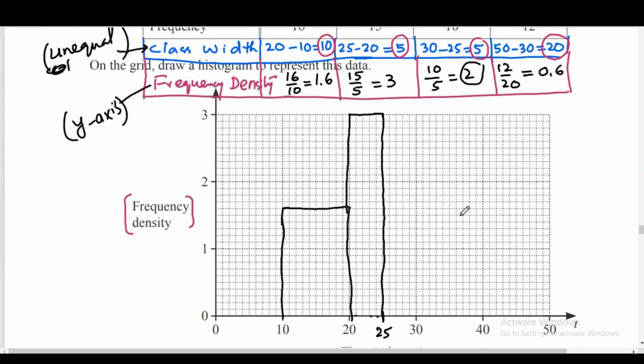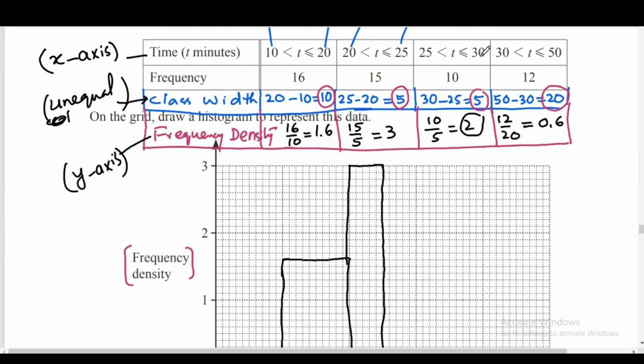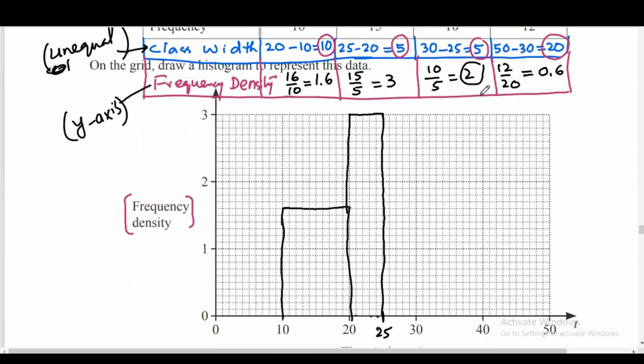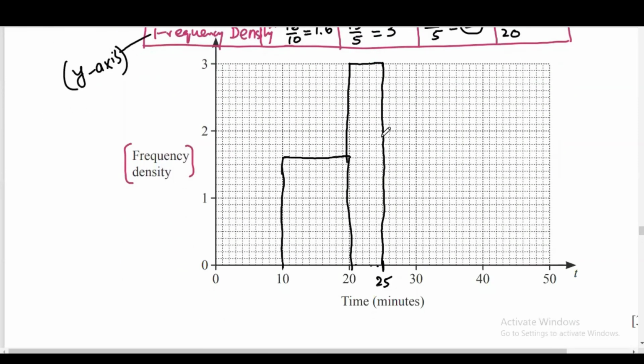Now, for the class 25 till 30, the frequency density is, sorry, 2. Frequency density is 2 here for 25 to 30. So mark 2 here.